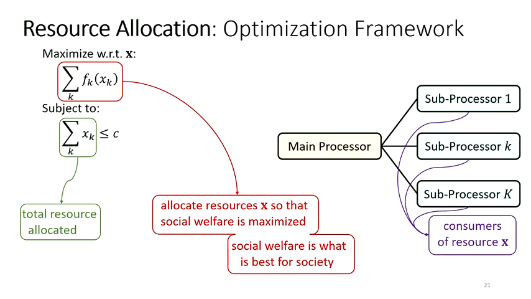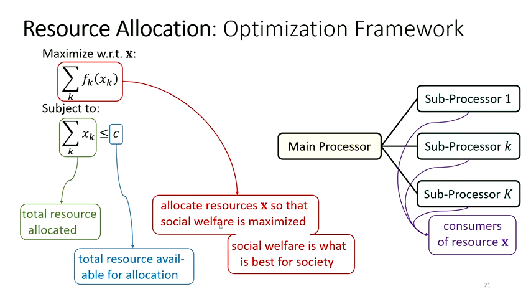What is in fact happening here is that energy is getting distributed amongst all the subprocessors, or aggregators, such that the total benefit, the social welfare, is maximized. And this is our constraint, the total resource allocated. C is the total resource available. It's a general framework, actually.